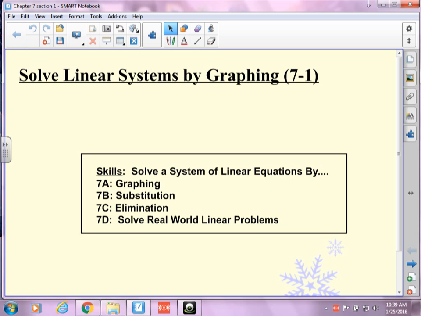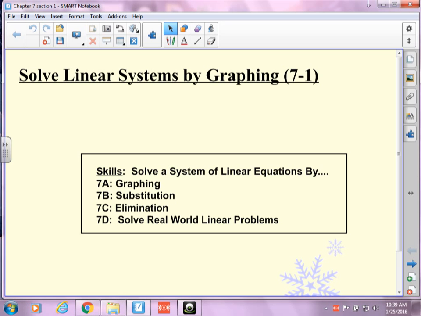What do you think that is? Solve real-world... Like problems you're using in everyday life? Everyday life, yeah. They're word problems, is what they are. And we're going to treat them separate. So the first test that we do, we're going to do graphing, substitution, and elimination. What those are is this.